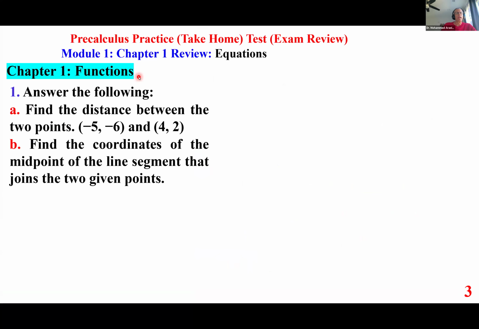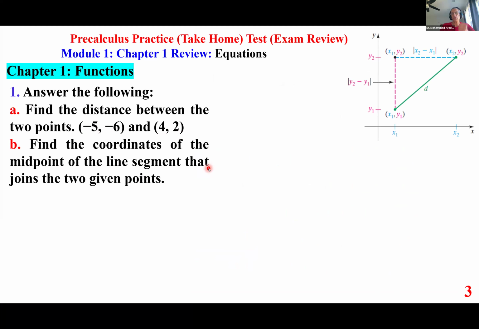So, chapter 1, functions. Answer the following. Find the distance between these 2 points. Two pairs, x comma y, are given. One of them is -5, -6. The other one is 4, 2. And we are to find the distance between the two and then find the coordinates of the midpoint of the line segment that joins the two given points.